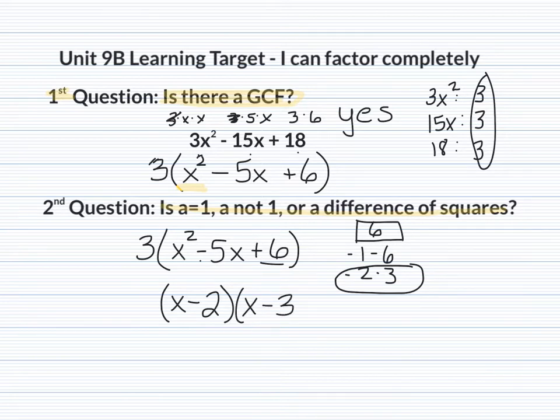Now there's a big thing I left off. Do you see this 3 has to come down? 3 times x minus 2 times x minus 3.